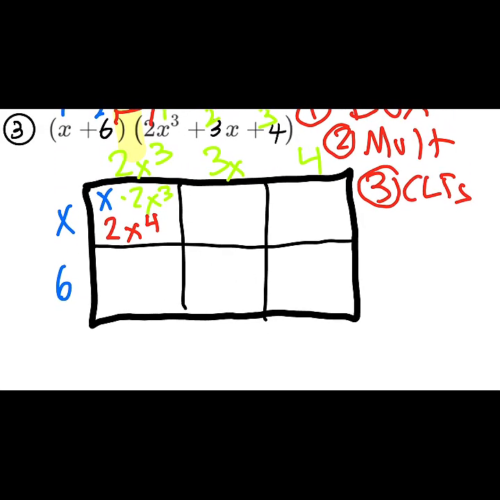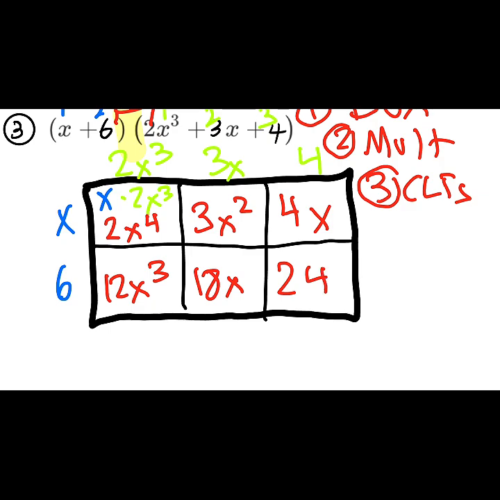Let's just multiply the rest of these boxes real quick. 3x times x, that's 3x squared. 4 times x, that's 4x. 2x cubed times 6 is 12x cubed. 3x times 6 is 18x. And 4 times 6 is 24.